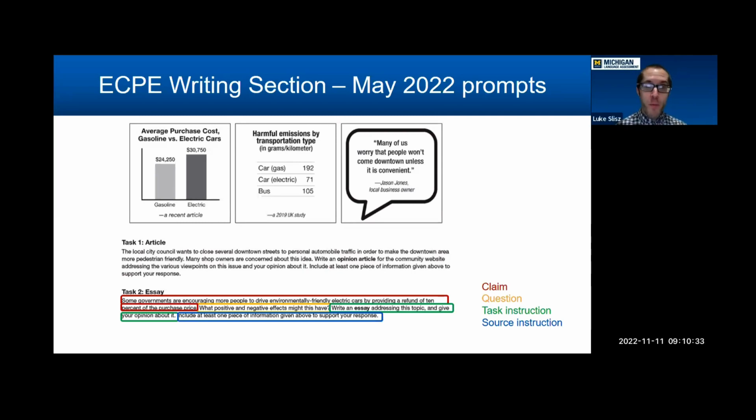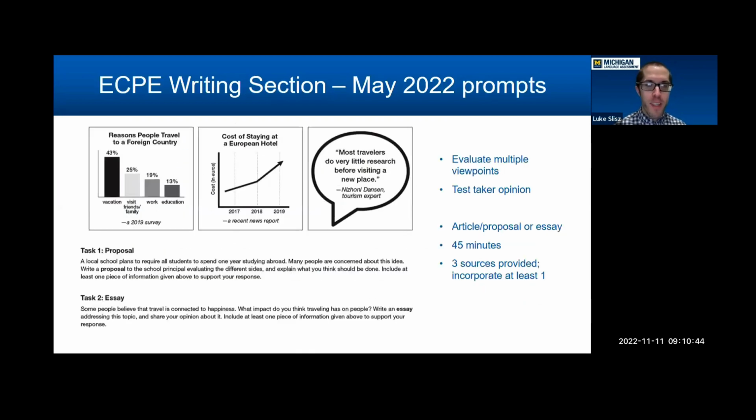That's correct. The proposal also begins with a claim as well. In this case, that would be the local city council wants to close several downtown streets to personal automobile traffic in order to make the downtown area more pedestrian friendly. Sorry, that was the article that was mentioned in the other one. This one is the example of the proposal here. My apologies.